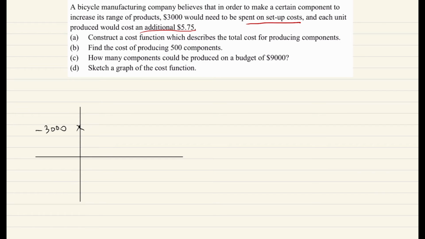So what this means is that every time a unit is produced, it will cost $5.75. So 1 unit, $5.75, 2 units, $5.75 times 2. So just by seeing this, we already know that this is going to keep on continuing and continuing.